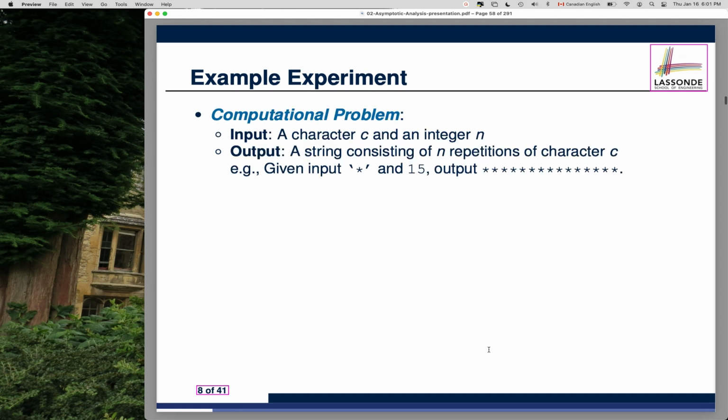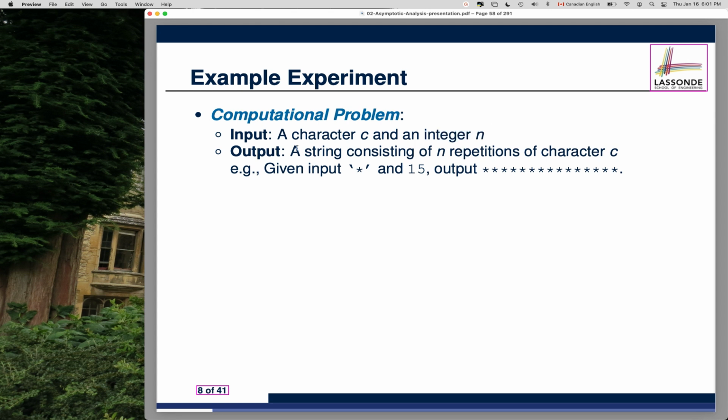Okay, so this is the problem that we are trying to do some experiment about. I'll present to you 2 different algorithms for solving it in Java. Since I talk about computational problems, I have to give you the input and also the output. There are 2 inputs. We have a character C, which can be any ASCII character that can be typed from your keyboard, for example, a star. And then there will be an integer. Let's assume it's a positive integer. N can be 1, can be 200, can be 400, etc.